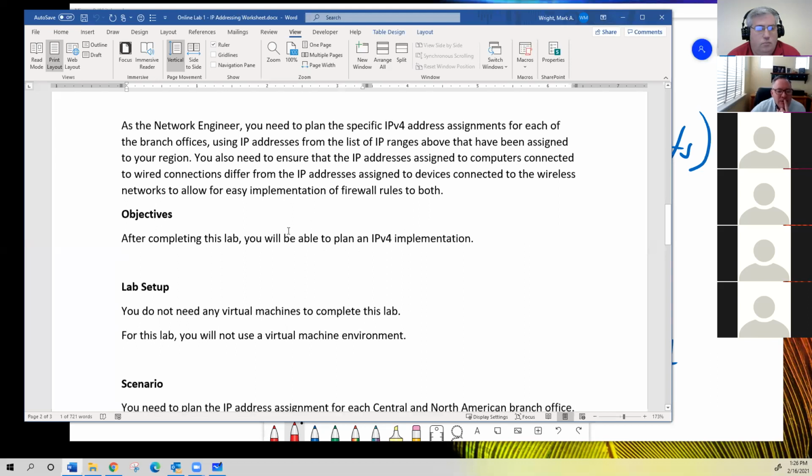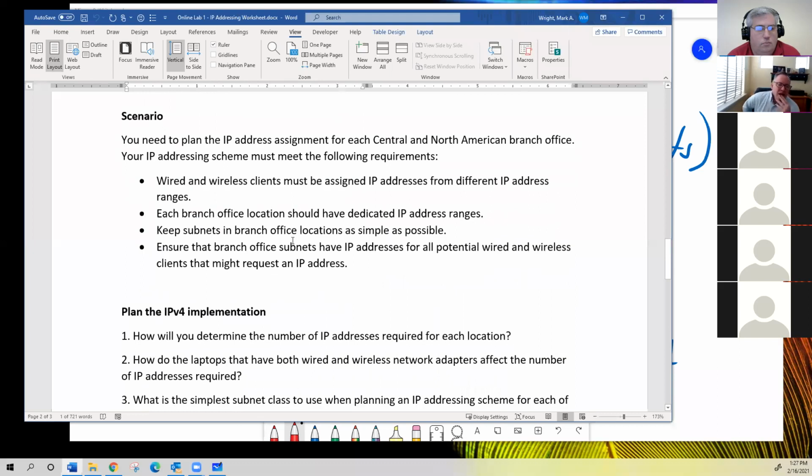And so for this scenario then, you need to plan the IP address segment assignment for each Central and North American branch office. Your IP addressing scheme must meet the following requirements. Wired and wireless clients must be assigned IP addresses from different IP address ranges. They want to keep these separate for whatever reason. Each branch office location must have dedicated IP address ranges so you can't overlap. Keep subnets in branch office locations as simple as possible. Ensure that branch office subnets have IP addresses for all potential wired and wireless clients that might request one.